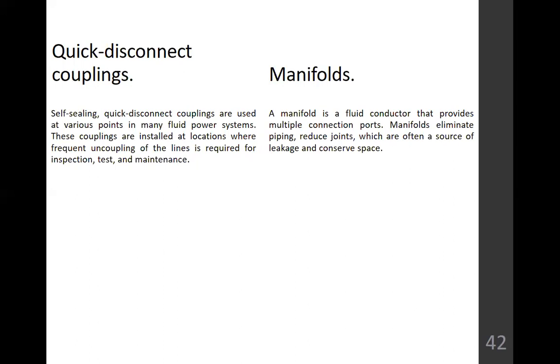Last is the manifold. A manifold is a fluid conductor that provides multiple connection ports. It is just one piece with many holes. Manifolds eliminate piping, reduce joints, which are open sources of leakage, and conserve space. Okay? We don't have pictures here because of limited time. This is the end of hydraulics fundamentals.